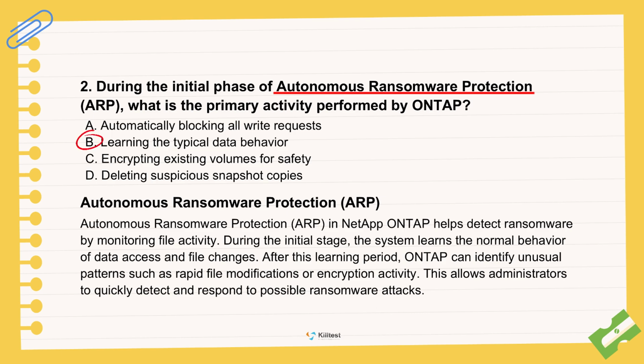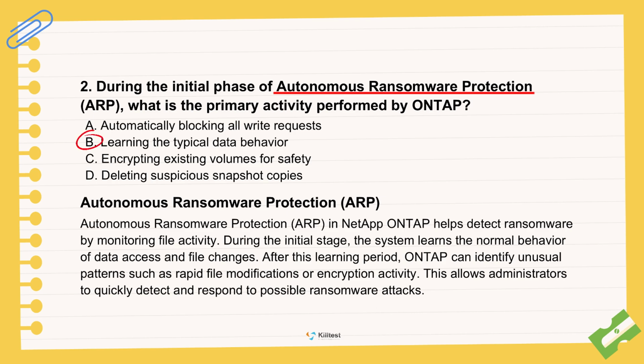Well, let's follow that aggressive logic to its conclusion. If the system automatically blocked all write requests the moment you enabled the feature, you would bring your entire company's business to a grinding halt. Oh. Yeah, I guess no one could save a spreadsheet. Right. No database could update a transaction. It would essentially be a self-inflicted denial of service attack. And as for encrypting existing volumes on the fly as a defense mechanism, that would be massively disruptive to your CPU overhead and your storage latency.